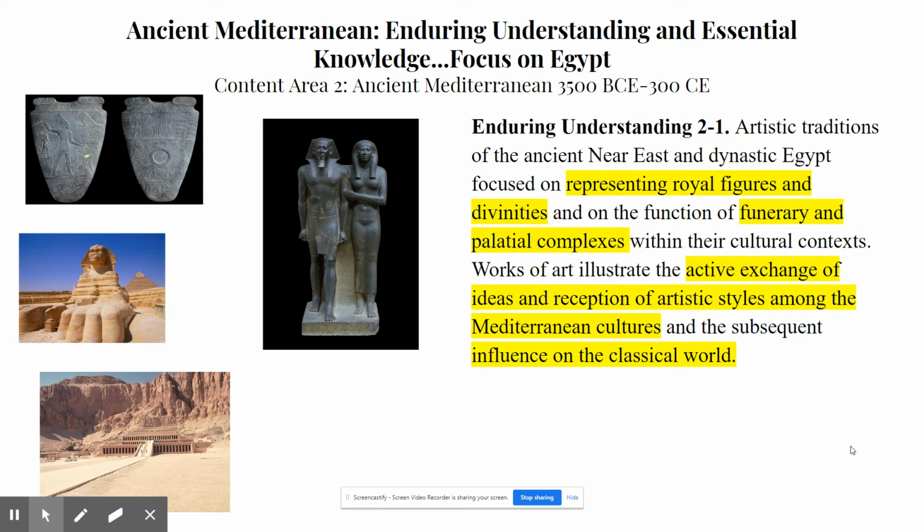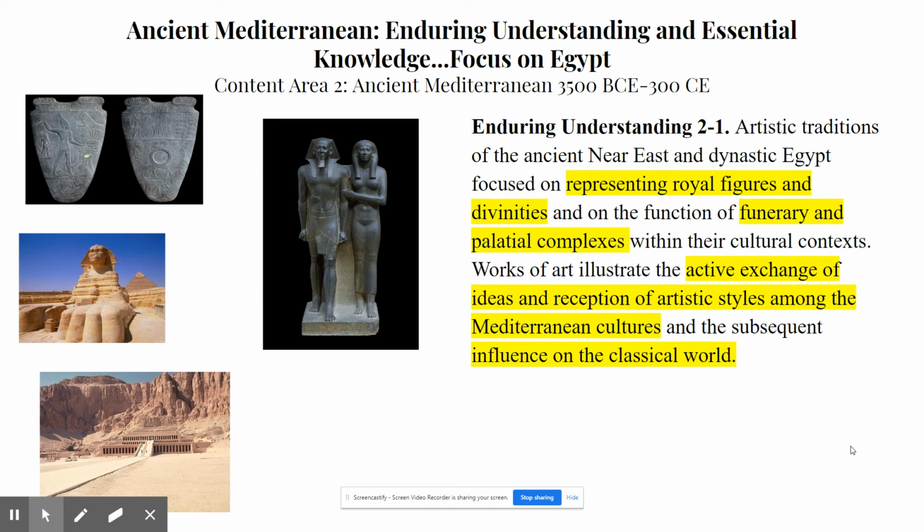The Egyptians were also interested in funerary and palatial complexes. You heard me mention earlier that Egyptian art doesn't change very much, and the reason why it doesn't change very much is that much of it is focused on death and the afterlife. And because it's focused on death and the afterlife, it emphasizes a kind of permanence, and the rules don't change in terms of how art is produced very much in the hundreds of years.